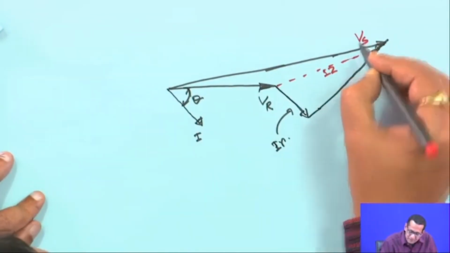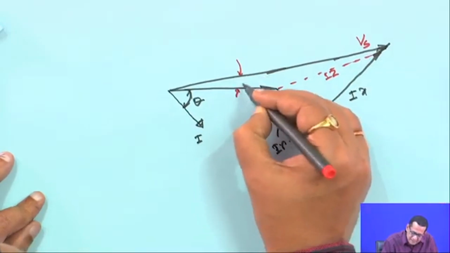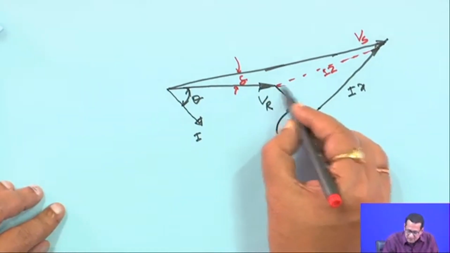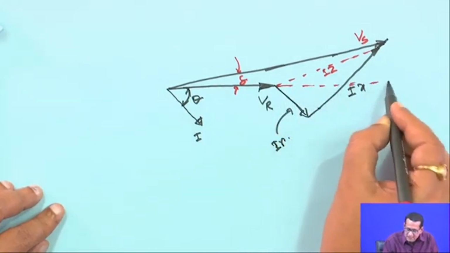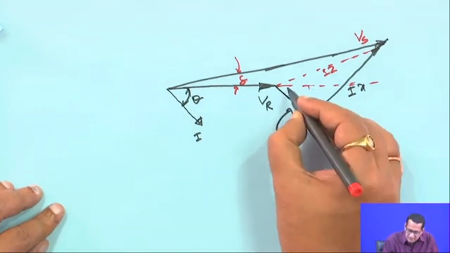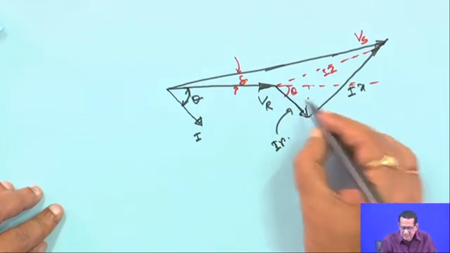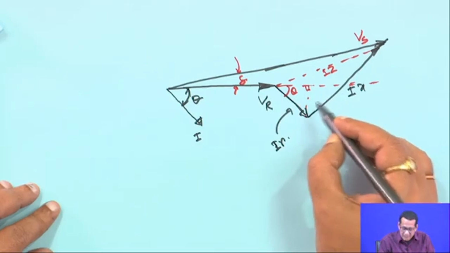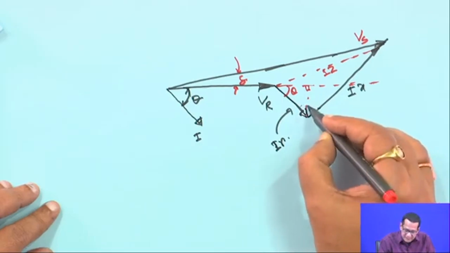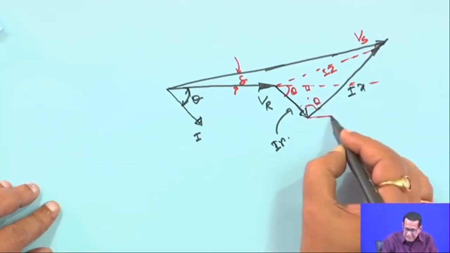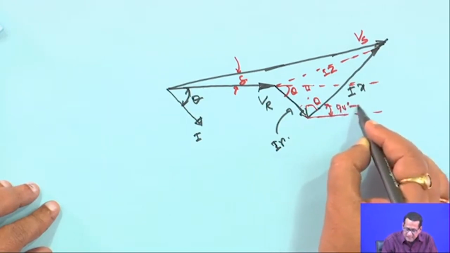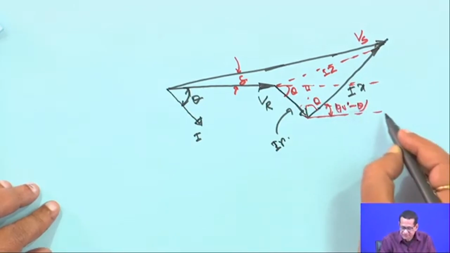And this is your Vs. This angle is delta, and this angle is theta. So, if you draw a horizontal line, this one is again theta. So, this is your 90 degree, this is your 90 degree, this is your 90 degree minus theta, that means this angle is theta, that means this angle is 90 degree minus theta.